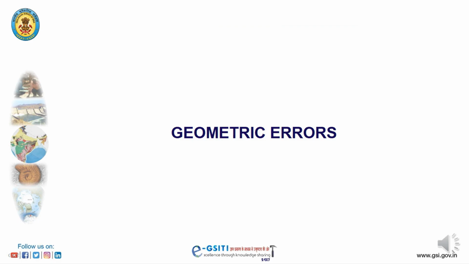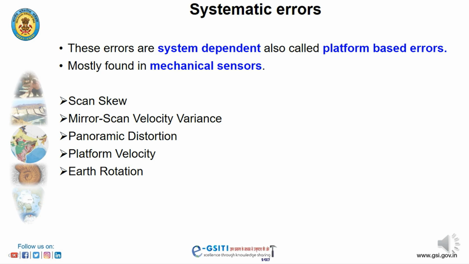Geometric errors. All remote sensing images are subject to some form of geometric distortions, depending on the manner in which the data are acquired. These errors may be due to a variety of factors. Systematic errors. These errors are system dependent and also called platform based errors, mostly found in mechanical sensors. That may be due to scan skew in the form of mirror scan velocity variance, panoramic distortion, platform velocity difference, and due to the difference in earth rotation and data acquisition.